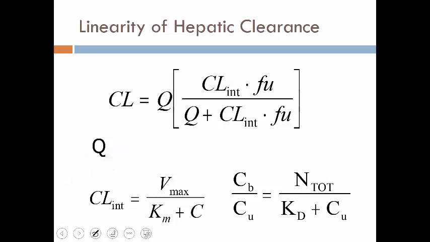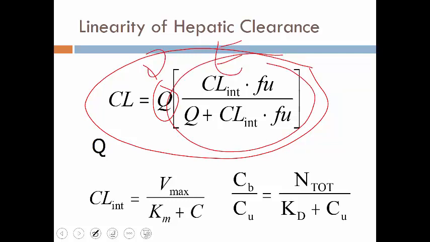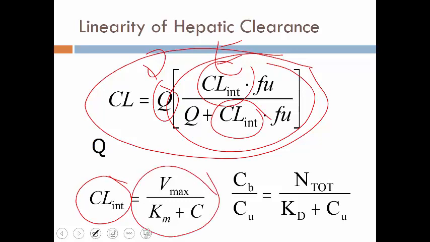this is the big equation based upon the well-stirred model of hepatic clearance. Hepatic blood flow times, so Q times E. This is our E for the well-stirred model. And we can talk about intrinsic clearance, which is enzyme activity. And as you can see, it's Vmax over Km plus C.